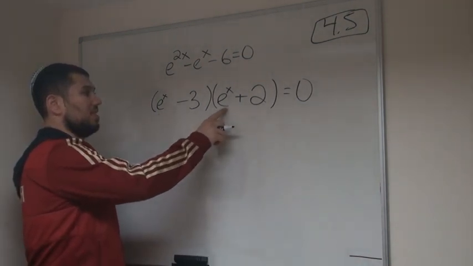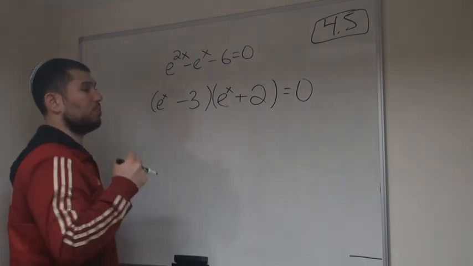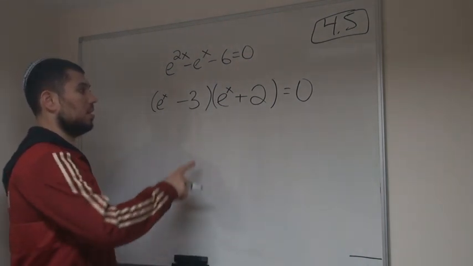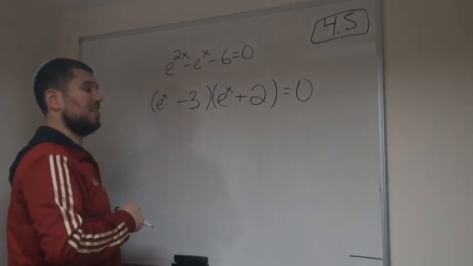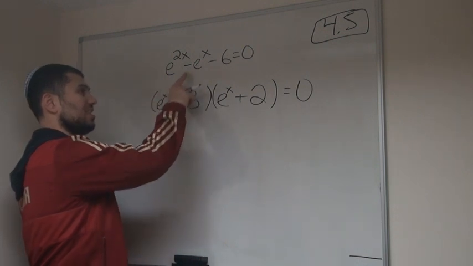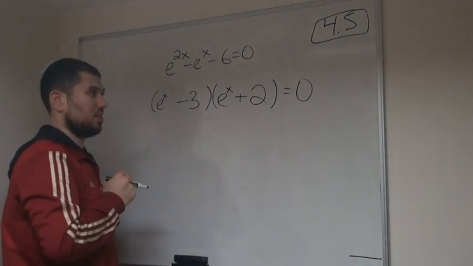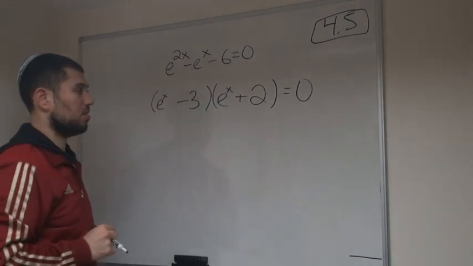E to the x times e to the x is e to the 2x. E to the x times a positive 2 is plus 2e to the x. Minus 3 times e to the x is minus 3e to the x. So plus 2e to the x minus 3e to the x gives me a minus 1e to the x. Then minus 3 times plus 2 is a negative 6.